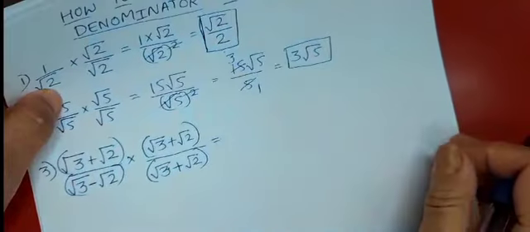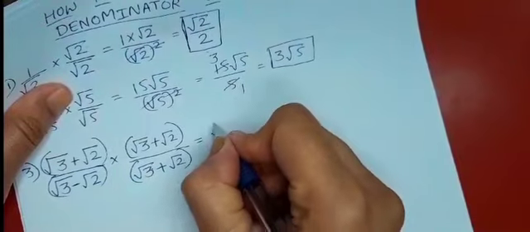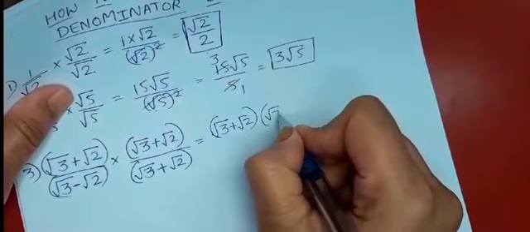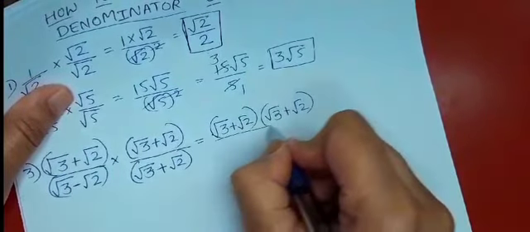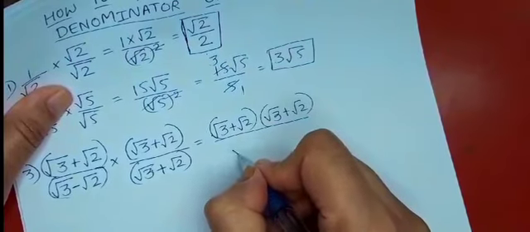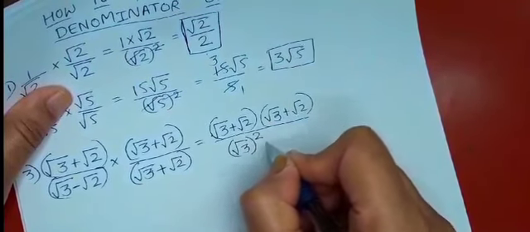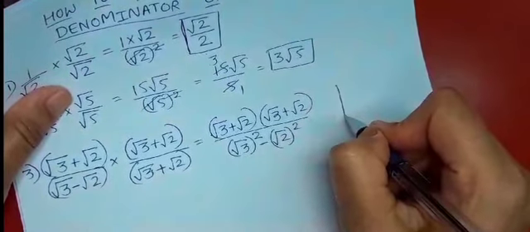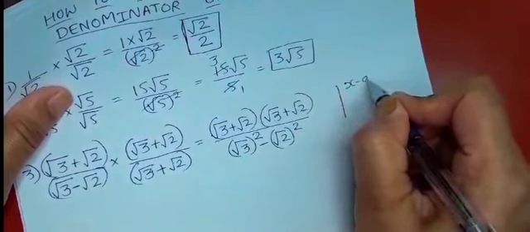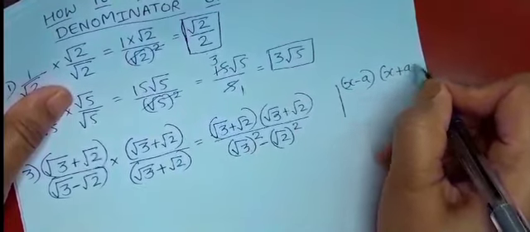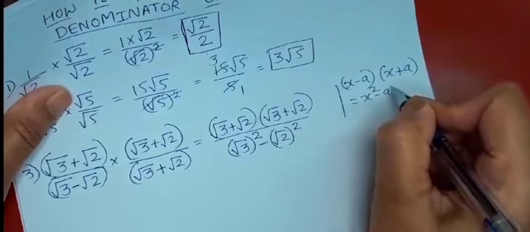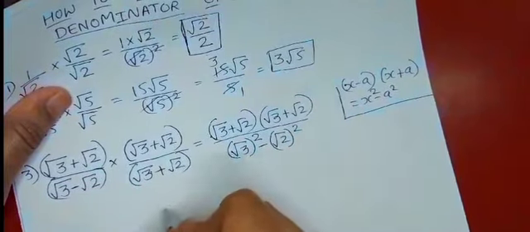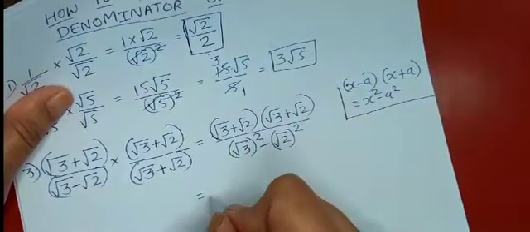So let us simplify it. So here we get root 3 plus root 2 in one bracket in the numerator and root 3 plus root 2 in the second bracket in the numerator. And here we have root 3 square minus root 2 square. As per that rule, we have x minus a and x plus a. We get x square minus a square. This rule we have applied here. Now let us simplify the numerator.